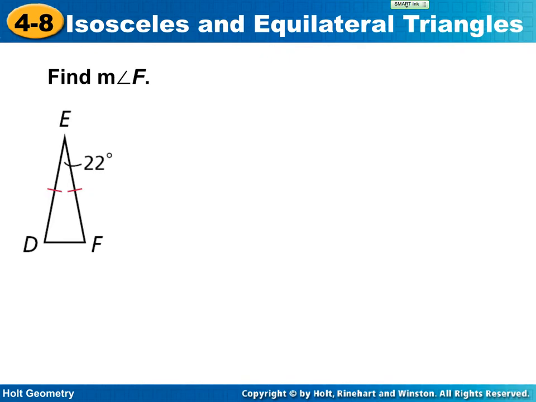So let's do a practice problem or so. Find the measure of angle F. It's an isosceles triangle, so that theorem works. Two angles should be congruent, which two?